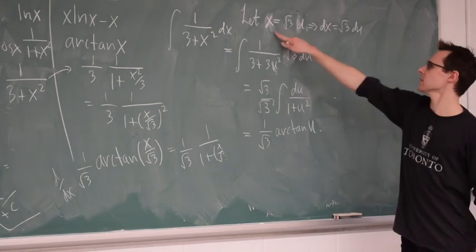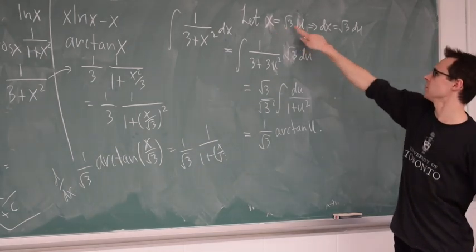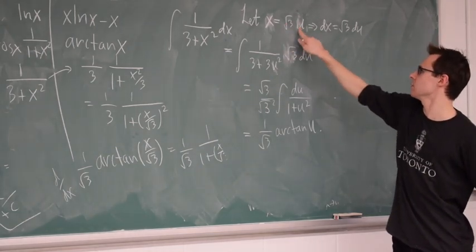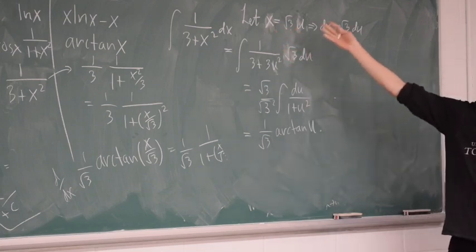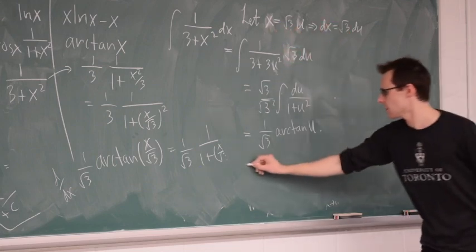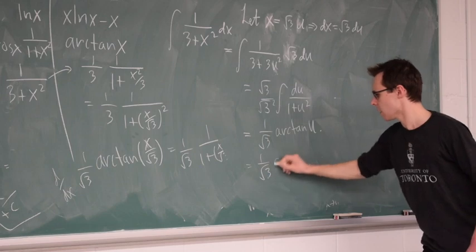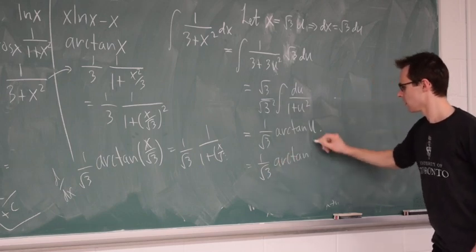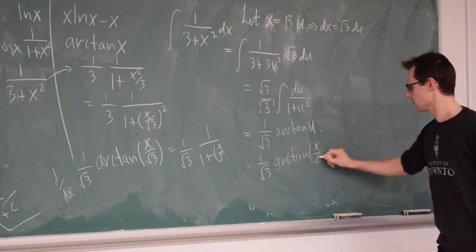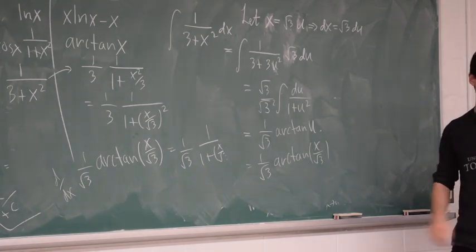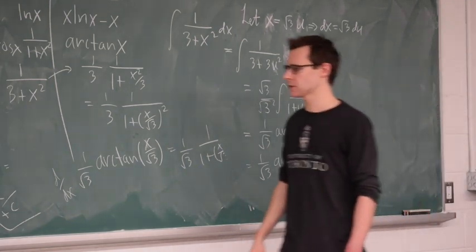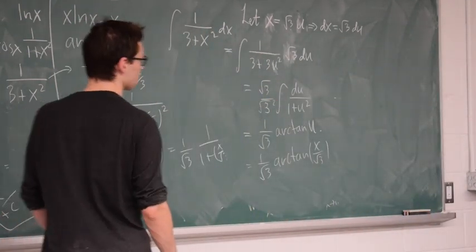Original variable was x. X is what? It's u over, u is what? It's x over root 3, if you divide through by root 3. So this is 1 over root 3, arctan x over root 3. Okay? And that's how you do a question with substitution.